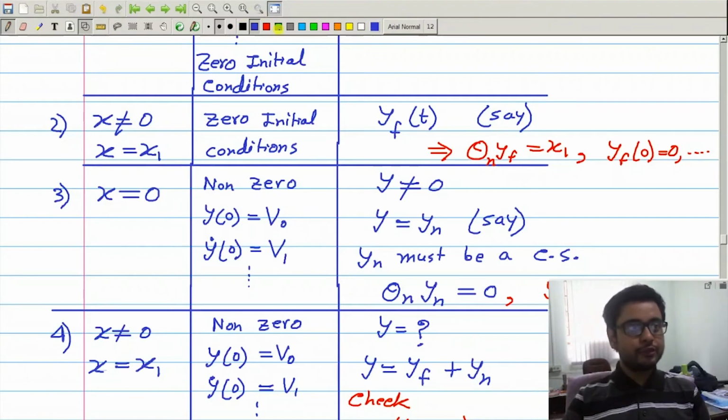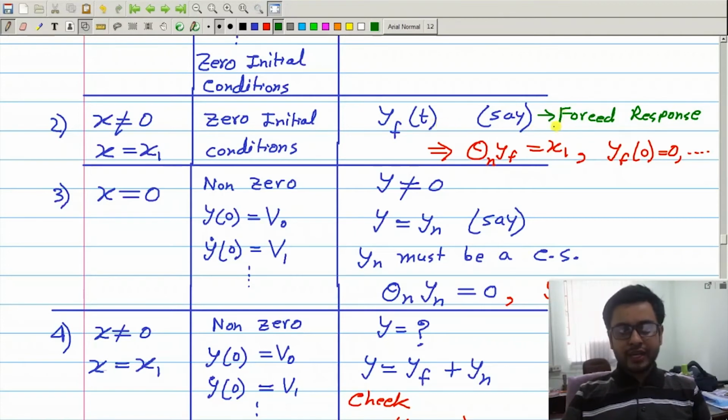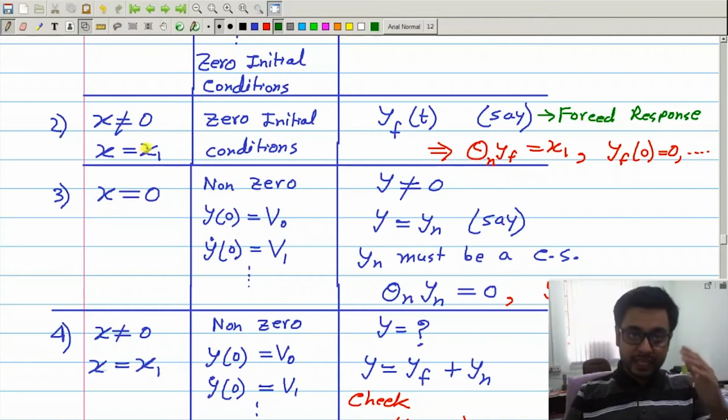Now let me define this output y_f as the forced response which is generated by non-zero input. Response means output, F for force. Here we are thinking the input as the driving force of the system, and therefore we are calling this the forced response, or the response generated by the input only.